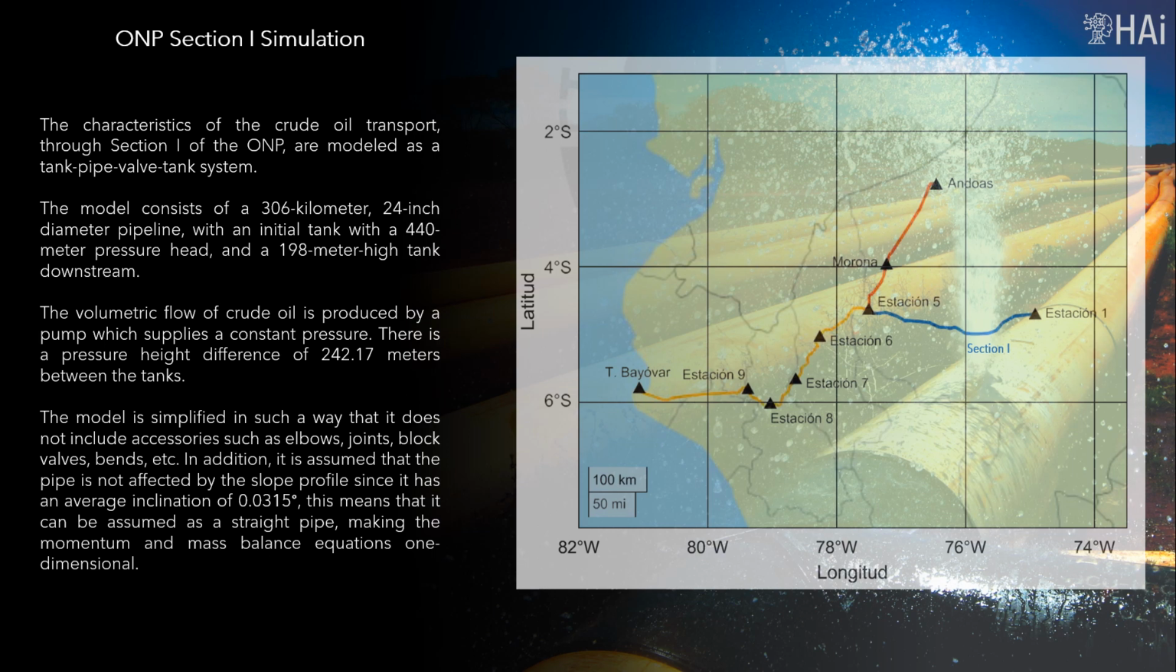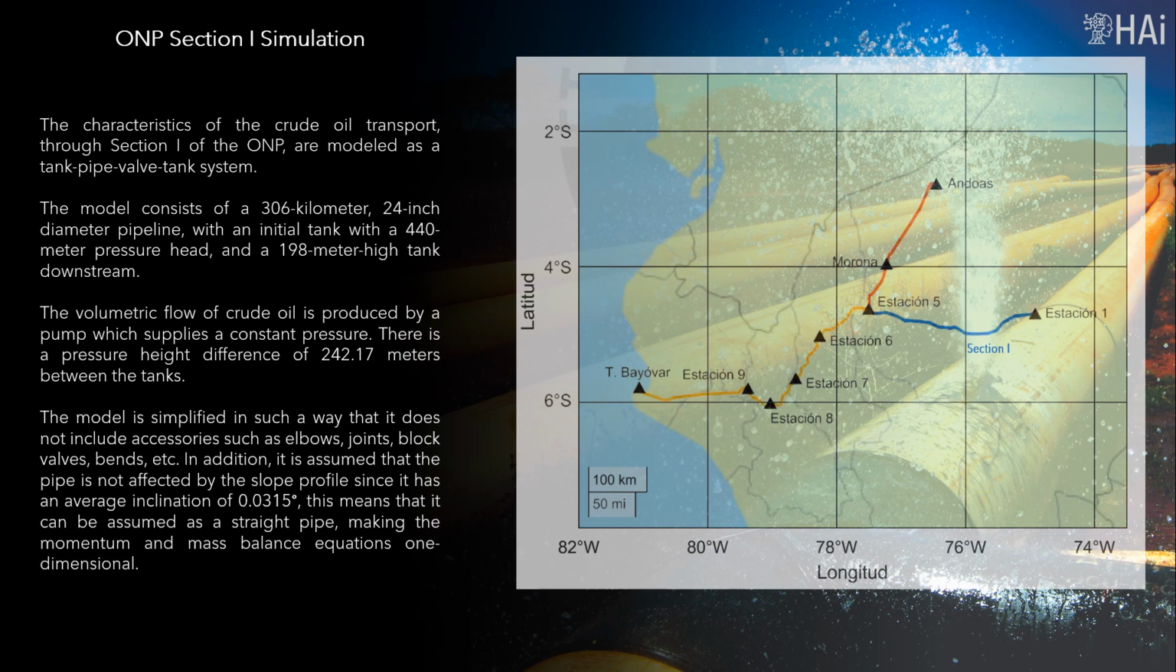ONP Section I simulation. The characteristics of the crude oil transport through Section I of the ONP are modeled as a tank-pipe-valve-tank system. The model consists of a 306 km, 24-inch diameter pipeline, with an initial tank with a 440-meter pressure head, and a 198-meter high tank downstream. The volumetric flow of crude oil is produced by a pump which supplies a constant pressure. There is a pressure height difference of 242.17 meters between the tanks.